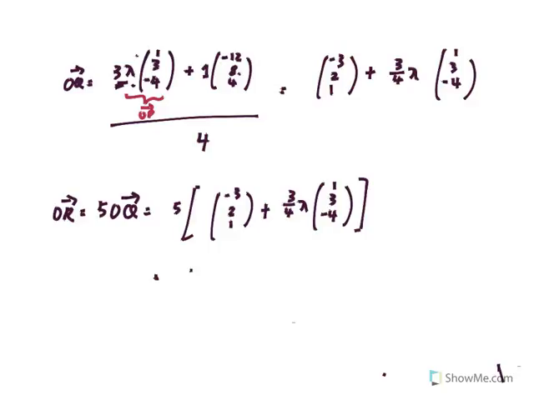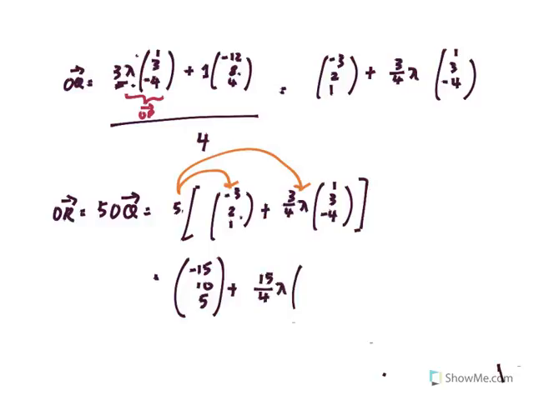So since 5, we can just write it as 5 times negative 3, negative 15, 5 times 2, 10, 5 times 1, 5. Right, so we have our position vector. 5 times 3 over 4, so you just distribute this in here, distribute this in here, then we have 5 times 3 over 4, so we have 15 over 4, right? So this is 15 over 4 lambda of 1, 3, negative 4.